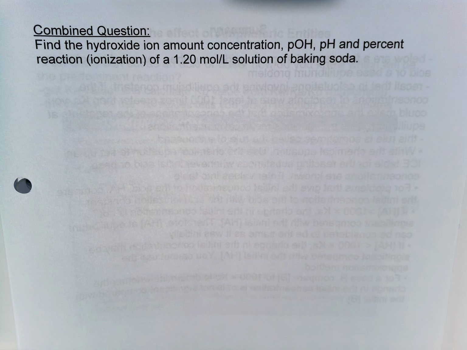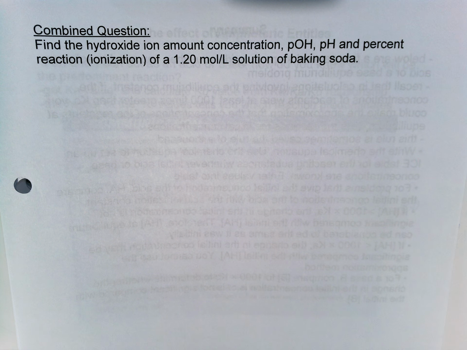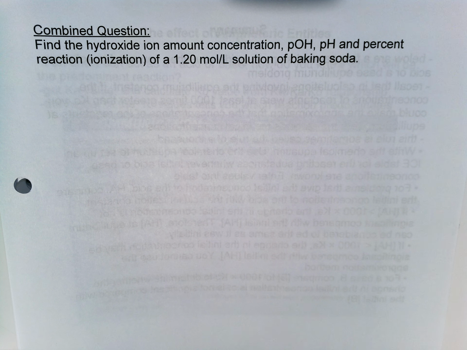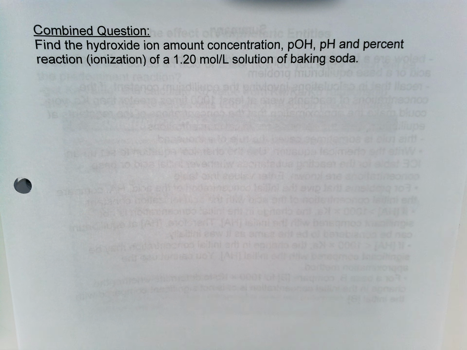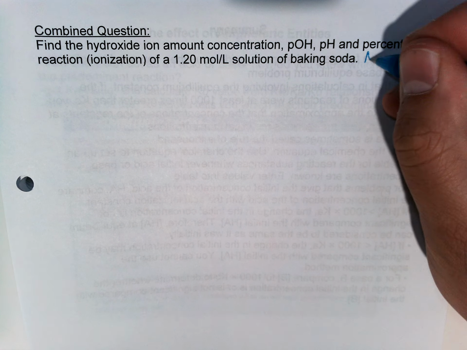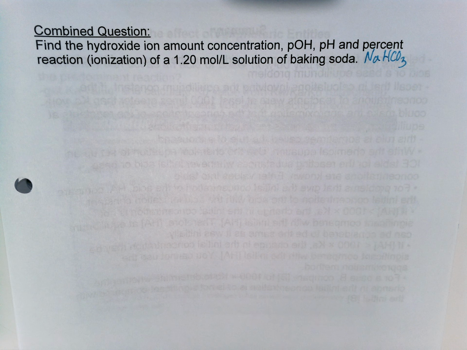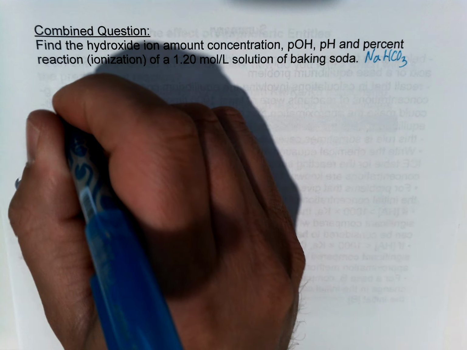Okay, for this one here, it's a combined question. Find the hydroxide amount concentration, the pOH, the pH, and percent reaction or percent ionization for a 1.20 moles per liter solution of baking soda. Okay, so baking soda is sodium bicarbonate, so this is NaHCO3. Okay, so really, again, we put this in water.